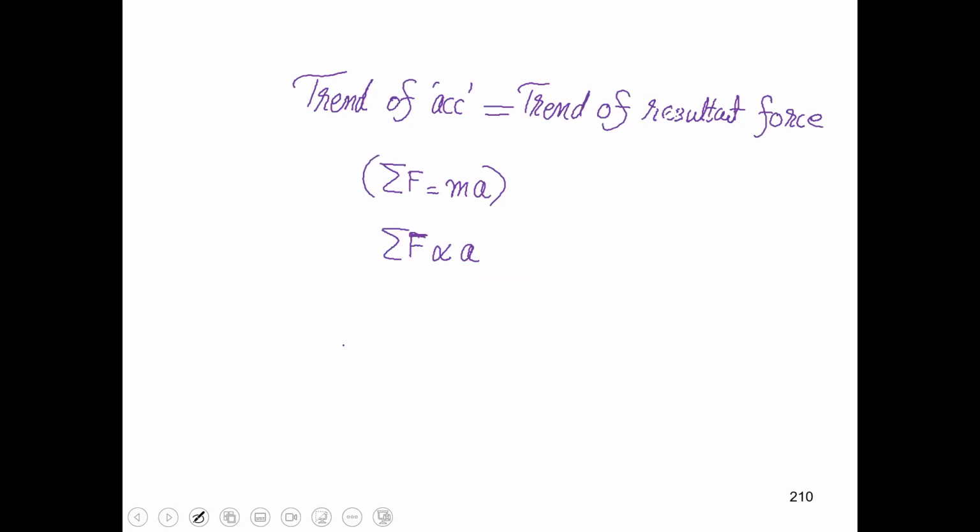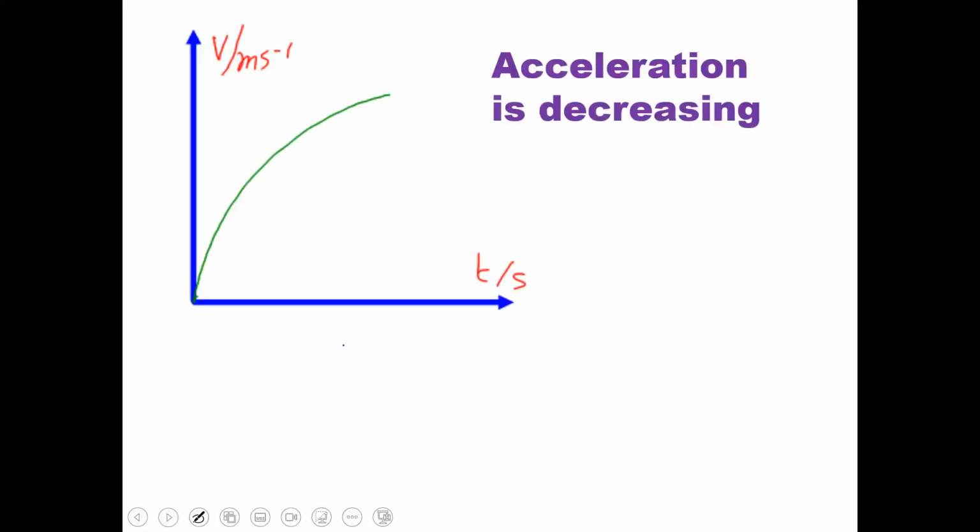Now we are putting our next concept. The trend of acceleration is the trend of resultant force. Why is this so? Because resultant force is directly proportional to acceleration. These are called connected graphs.